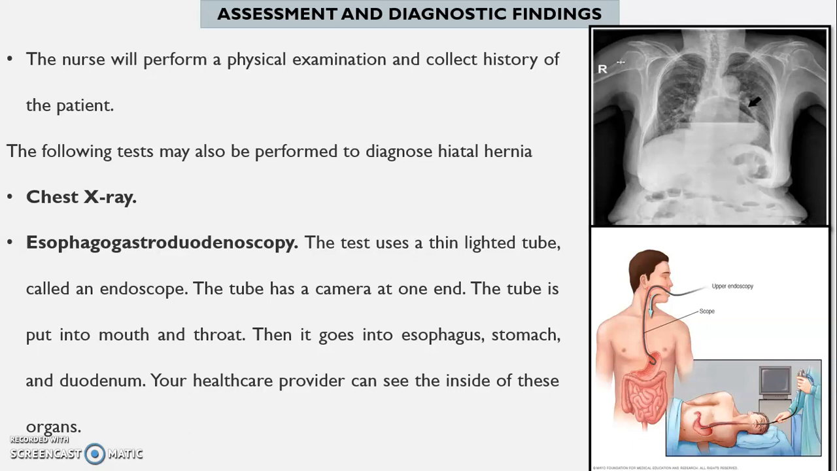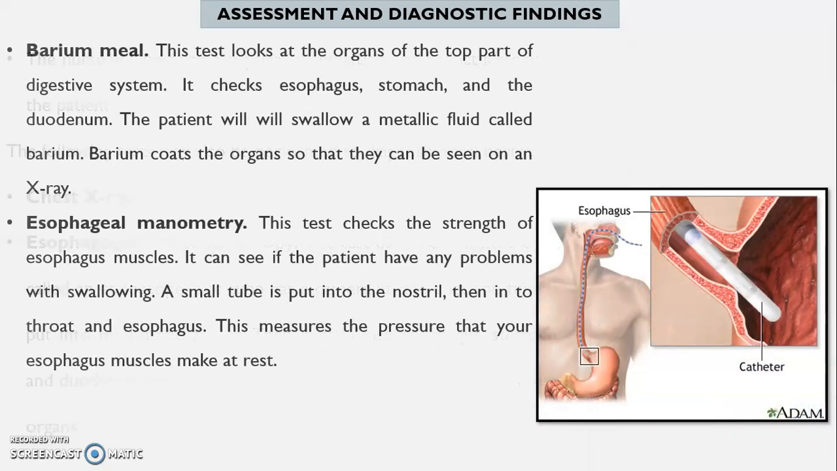Esophagogastroduodenoscopy is a test that uses a thin lighted tube, called an endoscope. The tube has a camera at one end. The tube is put into the mouth and throat. Then it goes into the esophagus, stomach, and duodenum. Your healthcare provider can see the inside of these organs. A barium meal test is used to check the esophagus, stomach, and the duodenum. The patient will swallow a metallic fluid called barium. Barium coats the organs so that they can be seen on an X-ray.